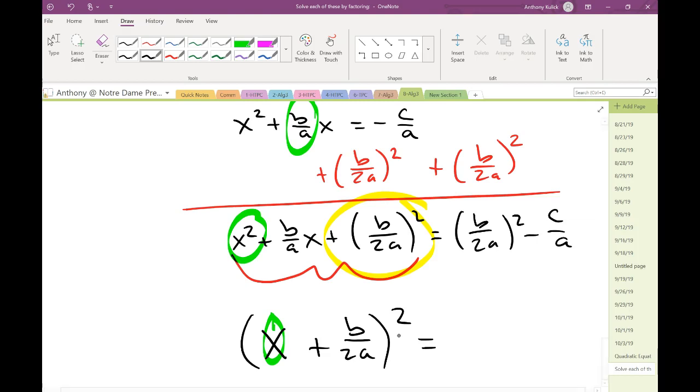To combine like terms, I'm going to have to simplify b over 2a squared. To square a fraction, I just square the top. So b squared is just b squared. And then I square the bottom. 2a squared is 2a times 2a, which is 4a squared.